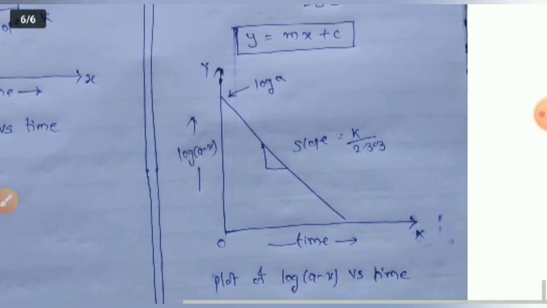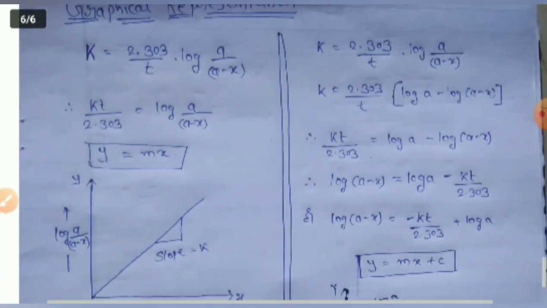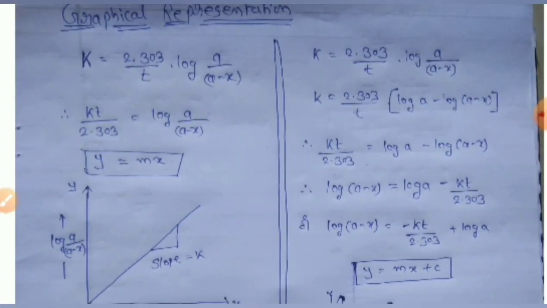So this is a plot of log of a minus x versus t, and this is a plot of a upon a minus x versus t. These are the graphical representations of a first order reaction.